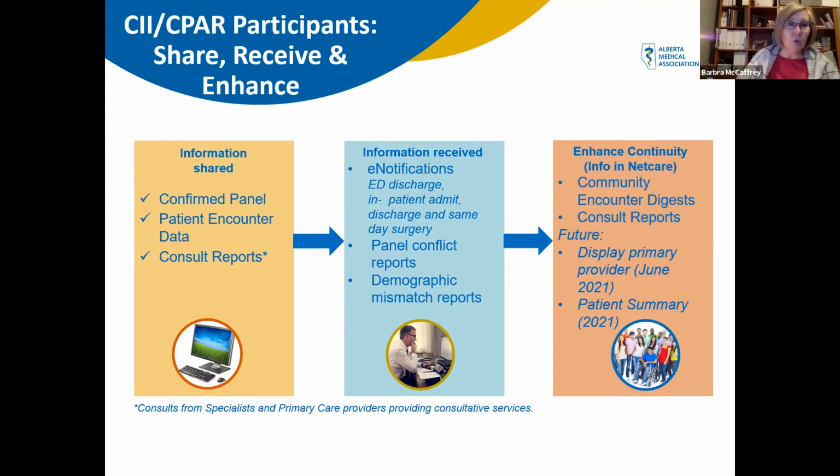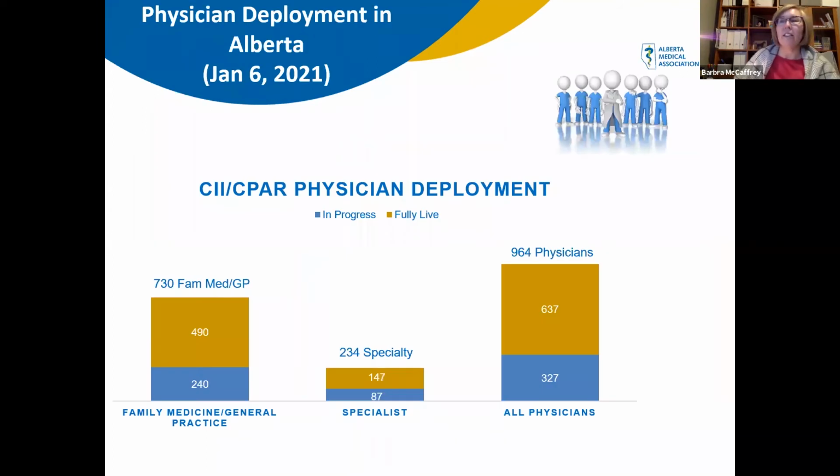And this year, 2 new things will be added. In June, the name of the CPAR primary provider will display in Alberta NetCare, and community providers will also have the ability to upload a patient summary. Let's look now at progress for CII CPAR in Alberta.